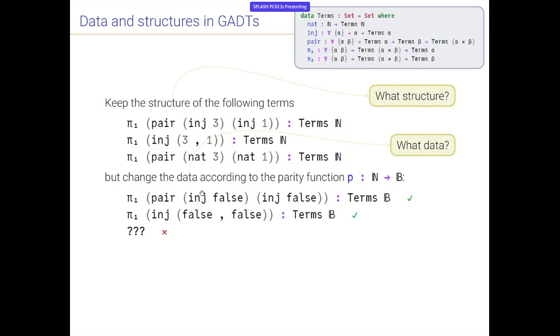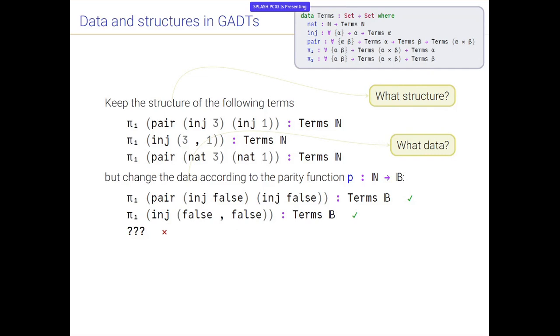But for the third one, if I try to follow the same kind of pattern, I'm stuck, because if I want to replace the 3 by false and this 1 by false, well, it doesn't type check, because nat needs to take element in the natural number. So I can't write nat of false. It doesn't make any sense. So what is the answer here? Well, the answer is actually that this function p is not mappable over this term. So that's one of the key differences between GADTs and nested types or ADTs, is that sometimes you have a function which has the correct type, it's n to b, and you are trying to transform something in terms of n into something in terms of b, but you can't apply this function. So you can't map p over that third term.